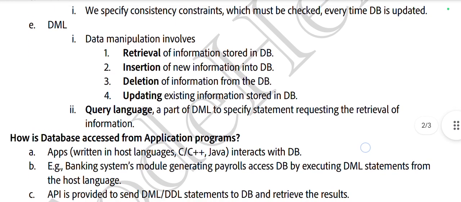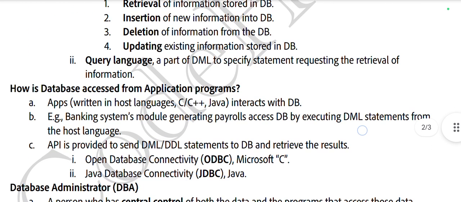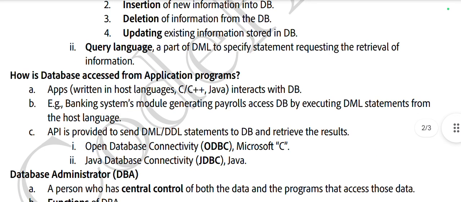How is data accessed from the application program? How will my app access the data? Like if you are using Instagram or Facebook and you scroll reels, how does this application program access the videos or photos from the database? Apps written in host languages like C++, Java, etc. interact with the database. These programming languages deal with interacting with the database.